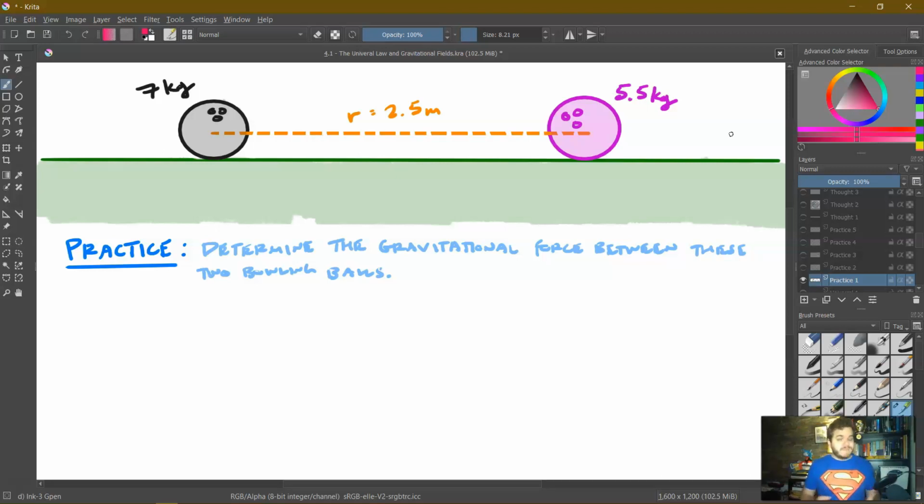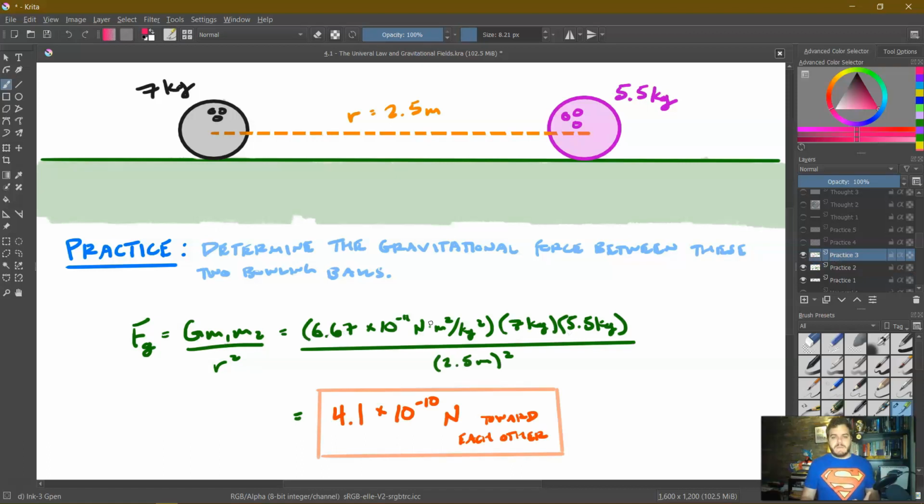Hopefully you gave it a shot, but let's see exactly how we can determine that gravitational force. Well, we're going to use Newton's universal law of gravitation, G m1 m2 over r squared, and we're going to substitute all of our values. So G is 6.67 times 10 to the negative 11 newtons times meter squared per kilogram squared. Each mass is 7 kilograms and 5.5 kilograms over 2.5 meters.